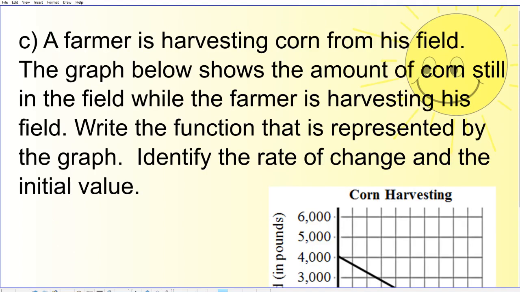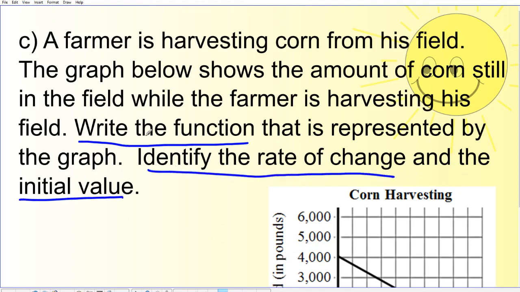Letter C. Here we go. A farmer is harvesting corn from his field. The graph below shows the amount of corn still in the field while the farmer is harvesting his field. Write the function that is represented by this graph. Identify the rate of change and the initial value. So I have to do three things: write the function, identify the rate of change, and the initial value.